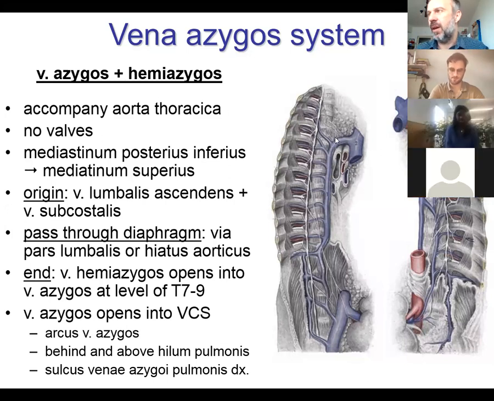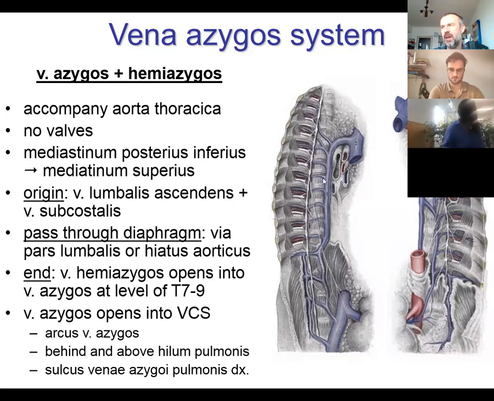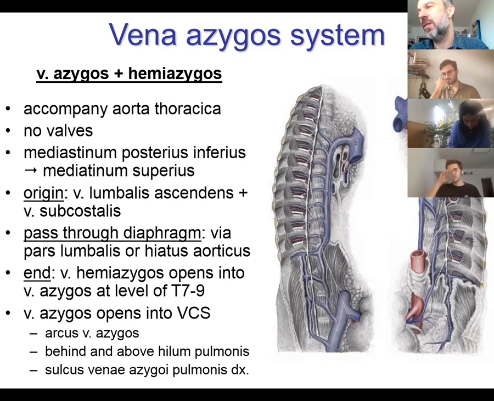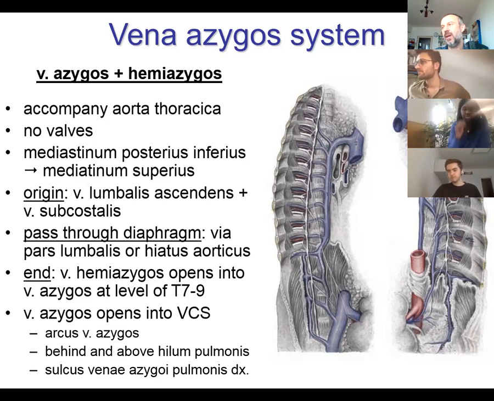So what is an azygos vein? Azygos means unpaired. We have a large unpaired vein on the right side, and then smaller counterparts, the hemiazygos and accessory hemiazygos, on the left side.